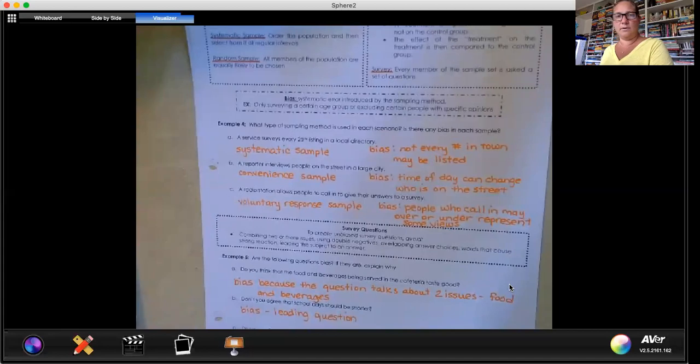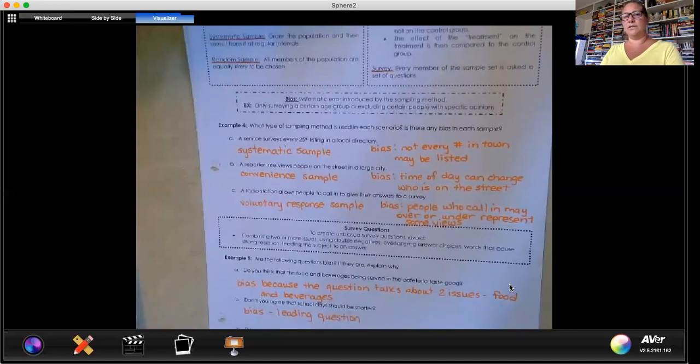So look at example number 4. What type of sampling method is used in each scenario, and is there any bias? As you can see, if you're looking ahead, they all have bias. A, a service surveys every 25th listing in a local directory. That's systematic. The bias: you might not have every number in town listed.